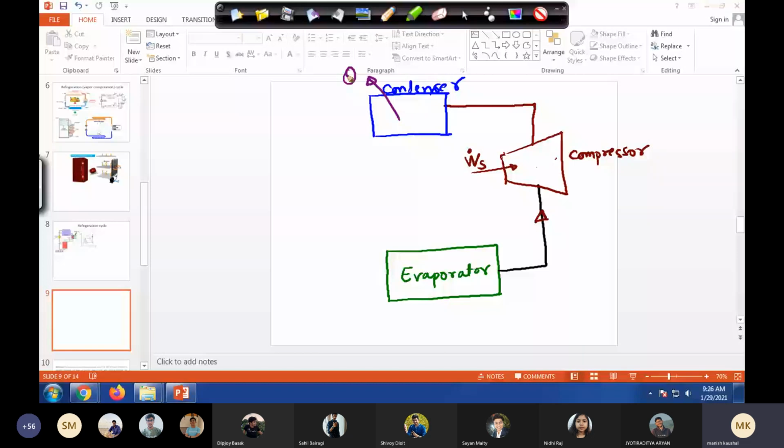This is the condenser, and then from here you send it to a throttling unit. There are various signs to show throttling. Sometimes people show it by this sign also. So this is the throttler, and then here you get this cooled liquid vapor mixture, which will go through your evaporator.